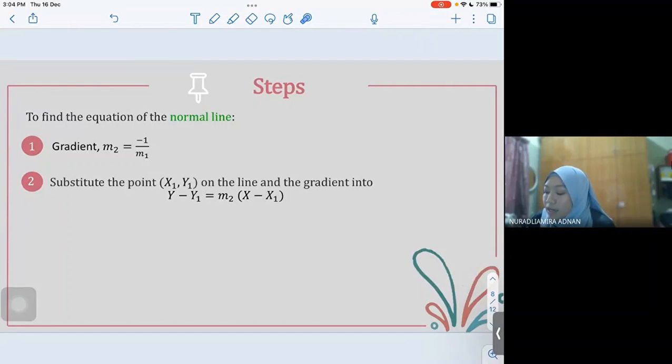For the normal line, it only uses two steps. The first step is that the gradient of a normal line is the negative reciprocal of the tangent gradient. This is the tangent gradient, so you must make it the negative reciprocal, -1 over m1. Then you get the gradient of the normal line. For the second step, substitute into the formula, using the same formula as for the tangent line.